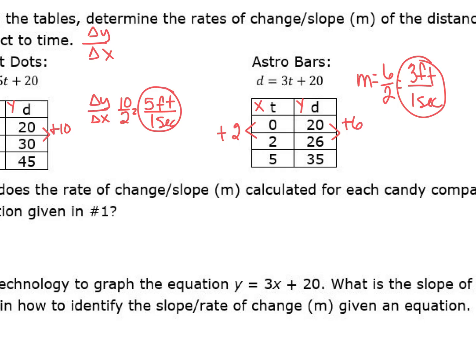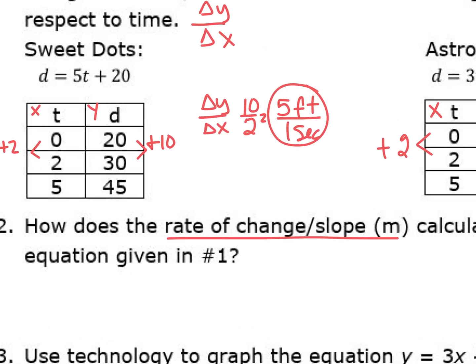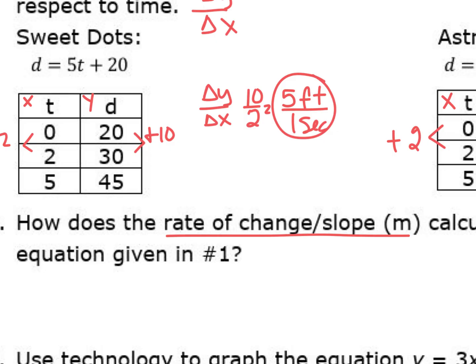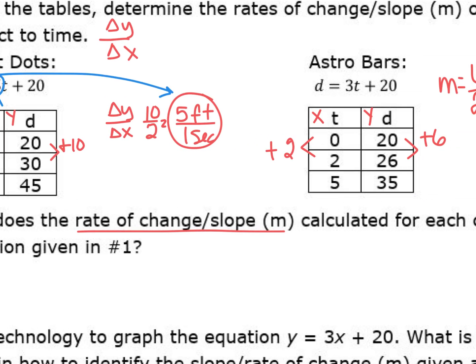On number 2, it asks how the rate of change, the slope, the m, for each candy compares to the equation. I want you to look at those equations. Sweet Dots says D equals 5t plus 20, and Astro Bars D equals 3t plus 20. We got 5 as our slope for Sweet Dots. Where do we see that in our equation? Right here. Do these match? That is our slope. What about in Astro Bars? Here's our 3. They match.